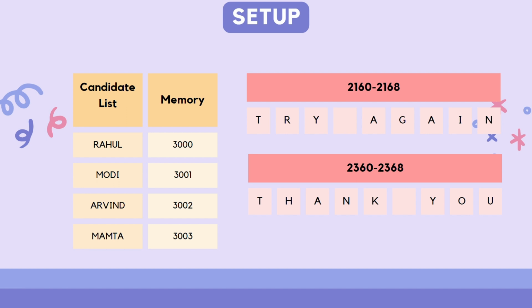Setup. So this is the setup of the EVM. Candidate list is shown here. The memory shown here contains the total number of votes. Like for Rahul, the total number of votes is stored in location 3000 and Modi is stored in 3001, and similarly for others. The ASCII values of the letters are stored in the memory of the microprocessor and then displayed on the screen.